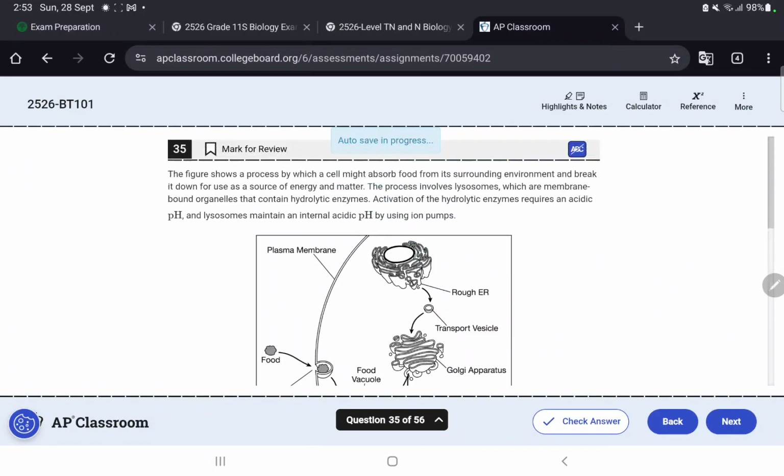The figure shows a process by which a cell might absorb food from its surrounding environment and break it down for use as a source of energy and matter. The process involves lysosomes, which are membrane-bound organelles that contain hydrolytic enzymes. Activation of the hydrolytic enzymes requires an acidic pH, and lysosomes maintain an internal acidic pH by using ion pumps. Basically, guys, these ion pumps maintain the acidity of the lysosomes. And why do lysosomes have to be acidic? So they can activate their hydrolytic enzymes, so they can actually break down things.